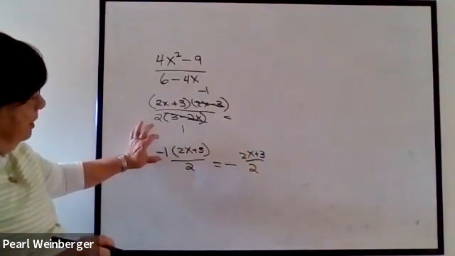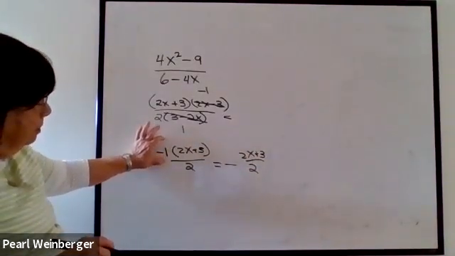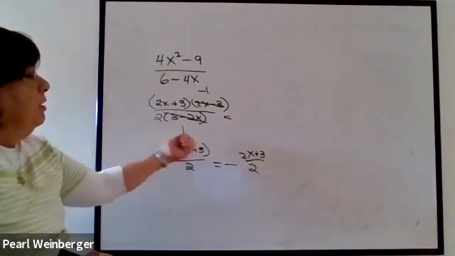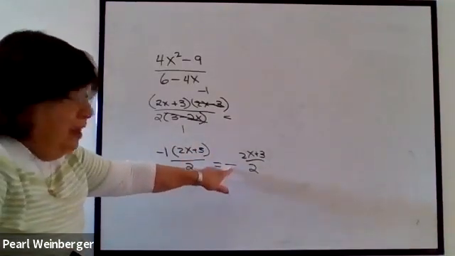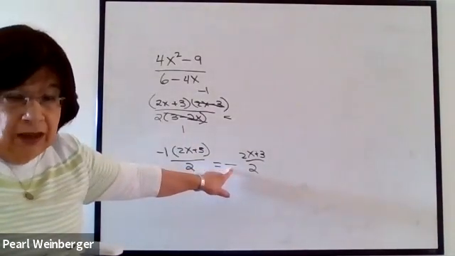A fraction can have a negative located in any one of 3 places. It could be in the numerator, it could be in the denominator, or it could be right in front of the fraction. Putting it right in front of the fraction is the better way to indicate it.